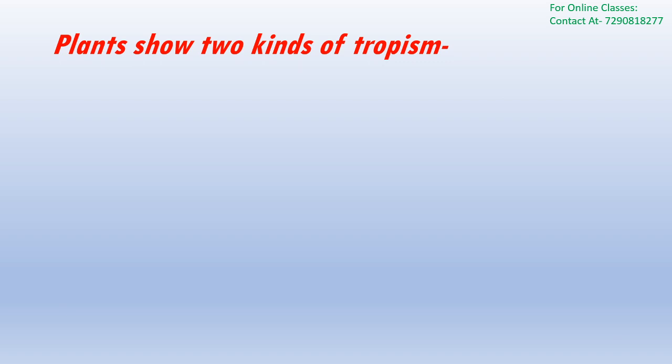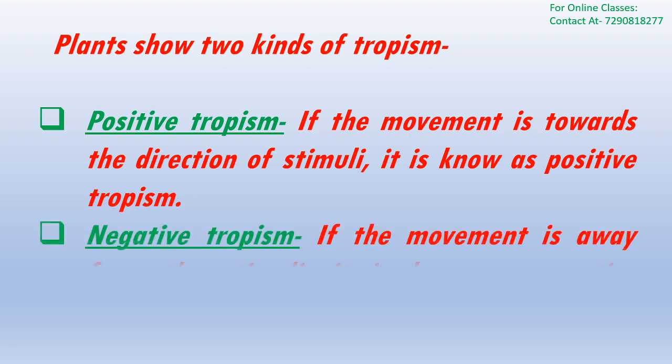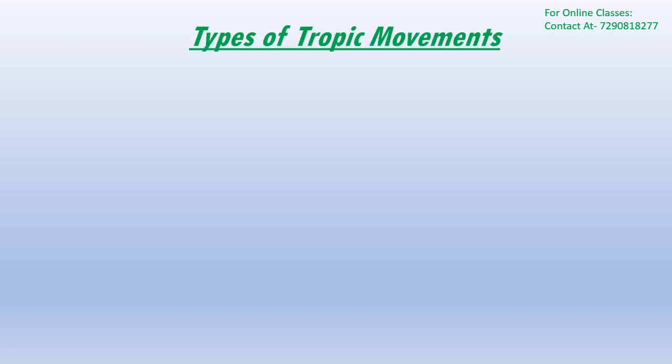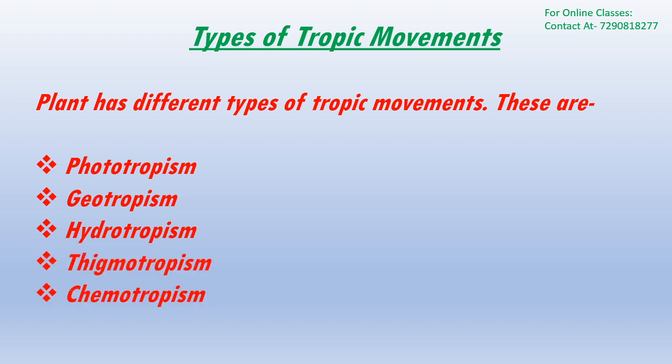Plants show two kinds of tropism, positive tropism and negative tropism. If the movement is towards the direction of the stimulus, it is known as positive tropism, and if the movement is away from the stimulus, it is known as negative tropism. Students, plants have different types of tropic movements. These are phototropism, geotropism, hydrotropism, thermotropism, and chemotropism.